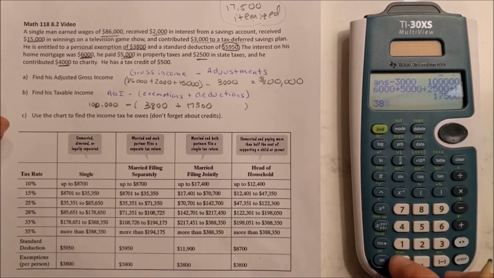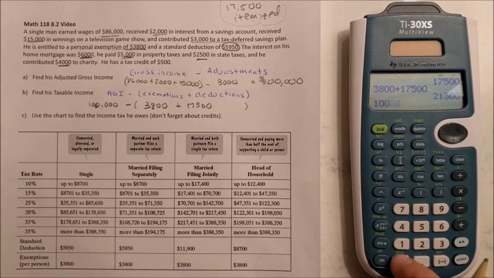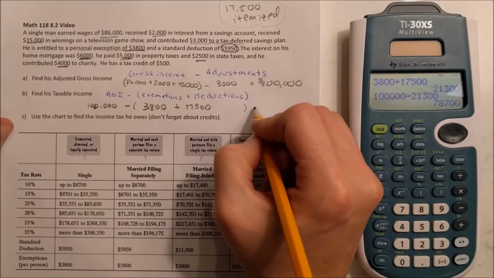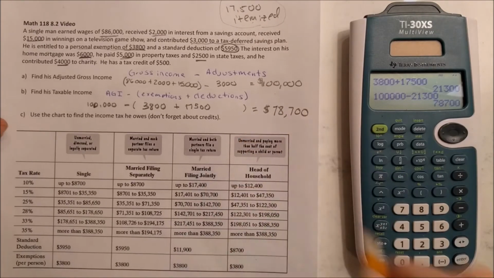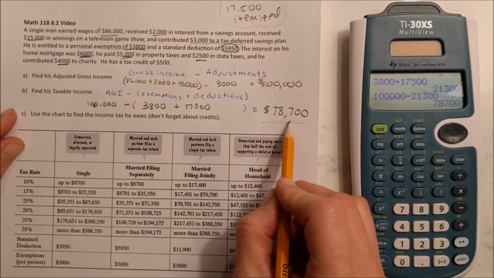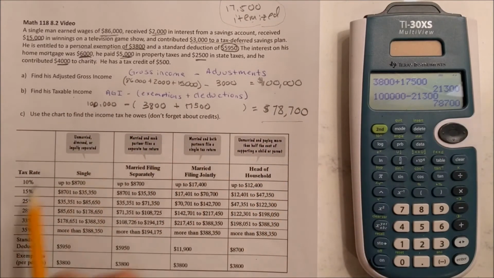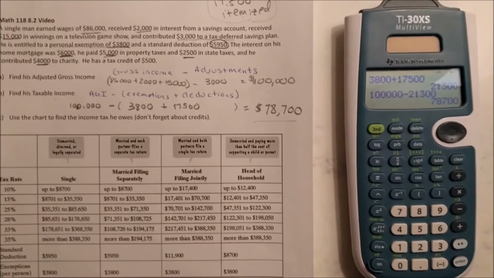We take the 17,500 and then we put that all in our calculator, right? So I've got 3,800 plus 17,500. I get this value, and I'm going to take 100,000 and subtract that value. Subtract off 21,300, and now this comes out. My taxable income is 78,700. All right, so we take our taxable income of 78,700, and then we have to use this tax chart to figure out how much money we actually owe. So we're going to do that next.